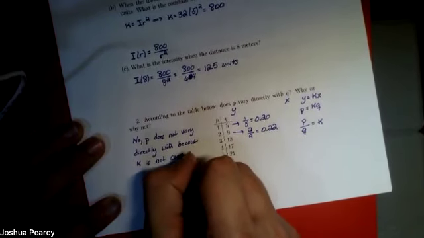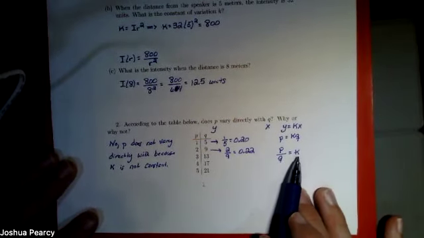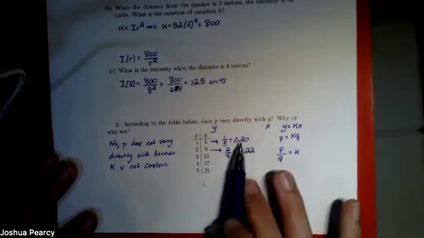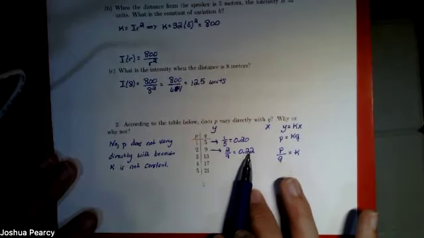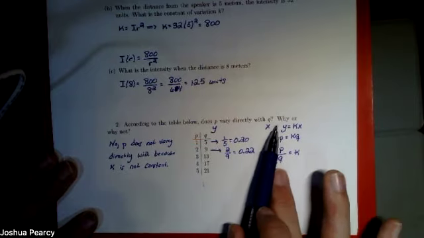Because in order for this to vary directly, this k here, this constant of variation, must remain constant. And here, just from these first two pairs, we can see that it is not. So therefore, p does not vary directly with q.